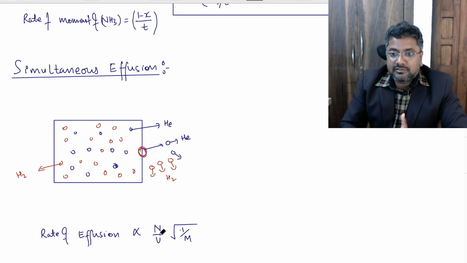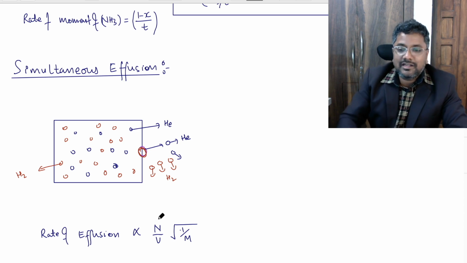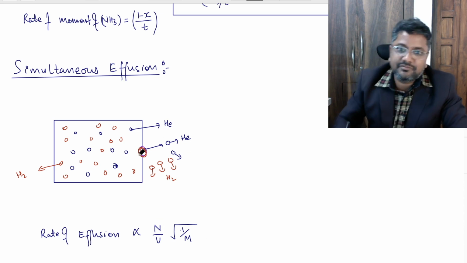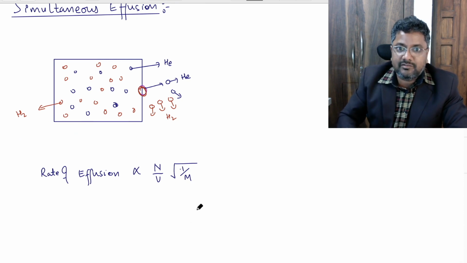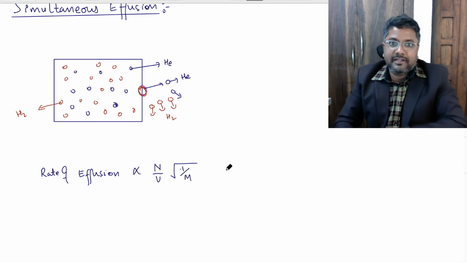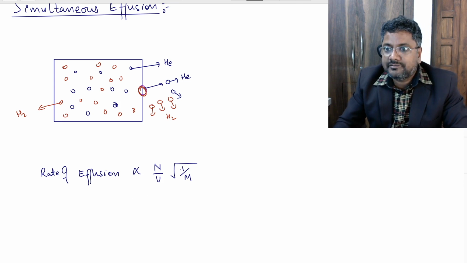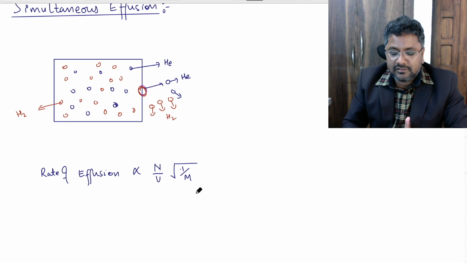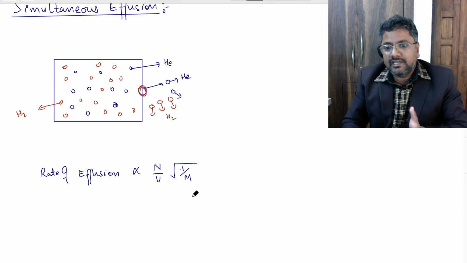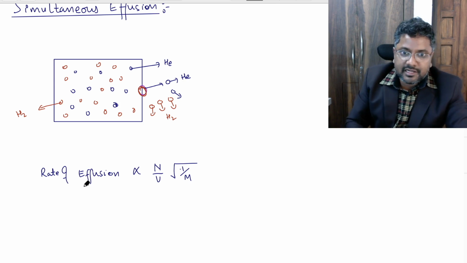So this time your formula becomes different. In case of simultaneous effusion, we have two variables on which the rate depends. Temperature and pressure are constant, no problem. But this time, the rate of effusion depends on two factors.